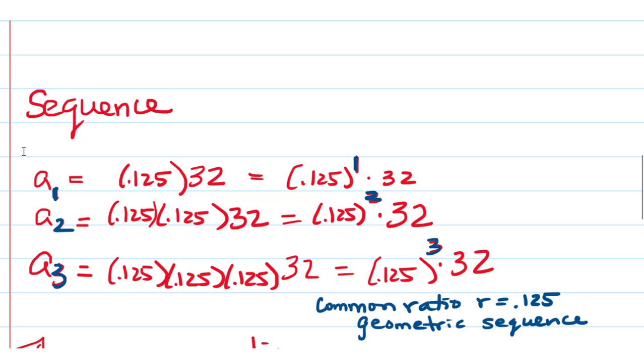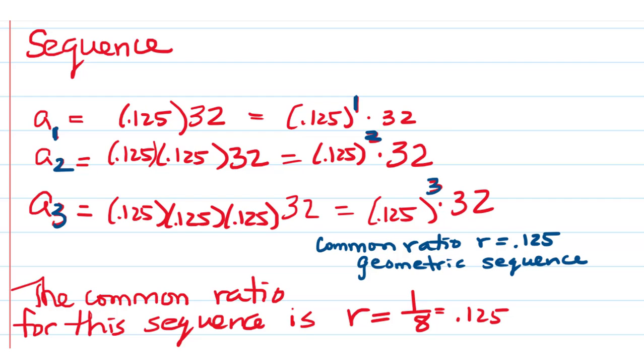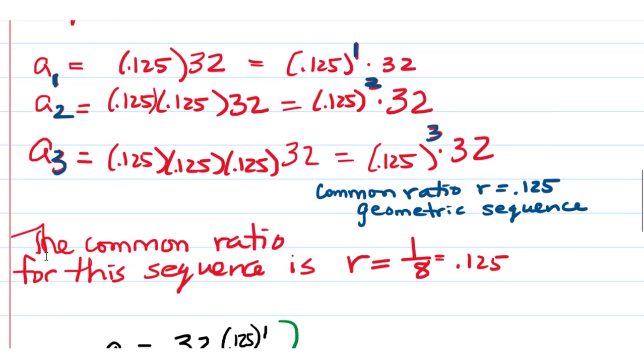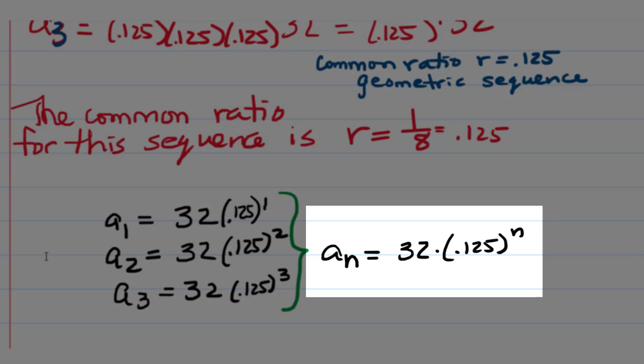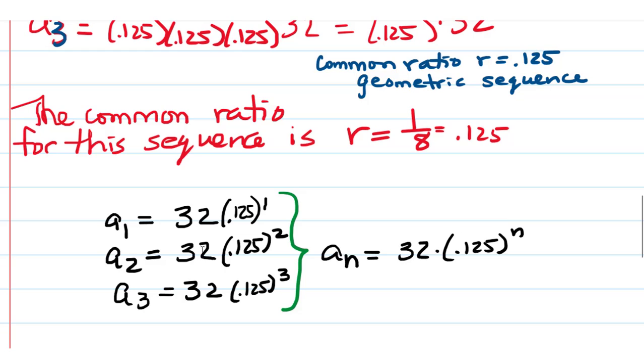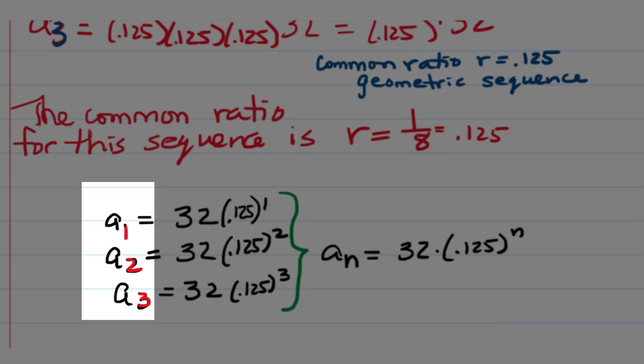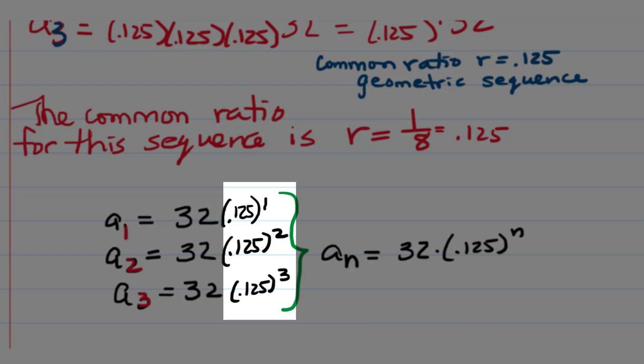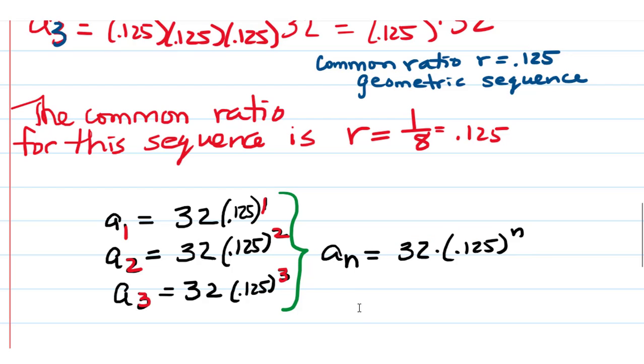And so we don't need to actually work out every single term in the sequence. We can establish a formula. So using this common ratio, we continue the pattern. A sub n, the nth term in the sequence, is just going to be 32 times 0.125, the common ratio, raised to the nth power. Again, because the subscripts, which tell us the term of the sequence, match up with the exponent on the common ratio. Since that happens in each particular case, it happens in the general case too.